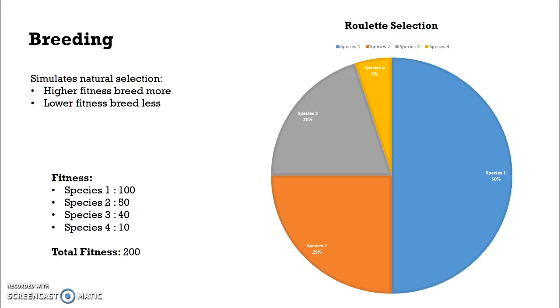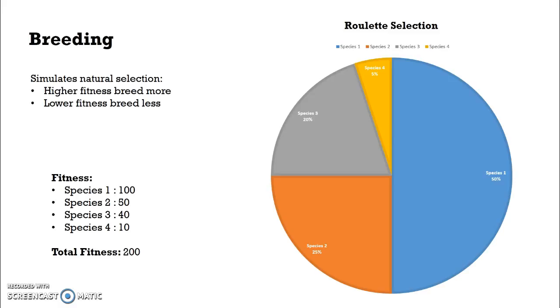So for example here, we have 4 species, all with different fitness values. You can read them yourself, with a total fitness of 200. Now, based on the 200, each species is given a percentage of the total fitness. So, for example, species 1, if you look at the blue part of the pie chart, has a 50% chance of being selected if we were to spin that pie chart around like a roulette table.